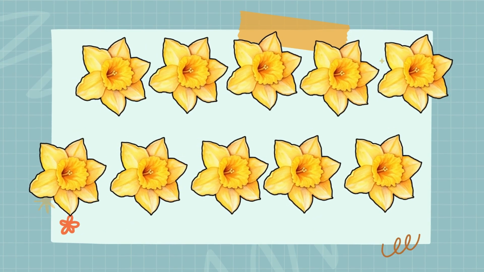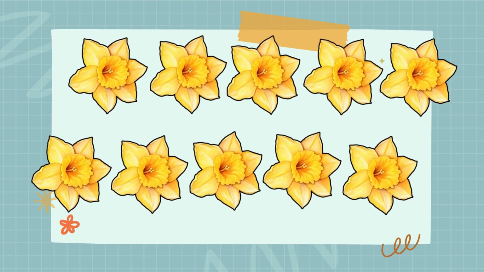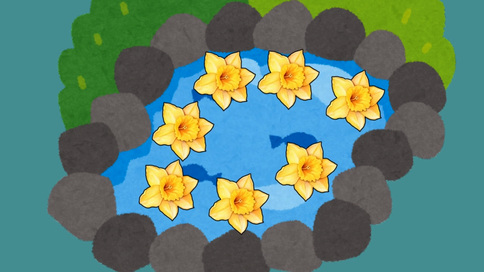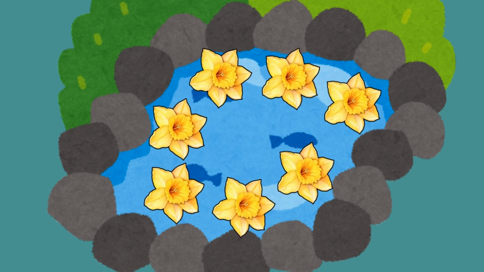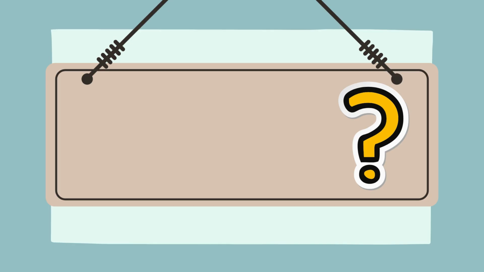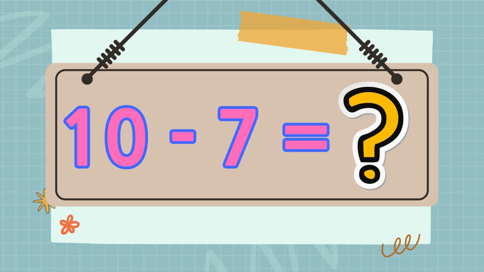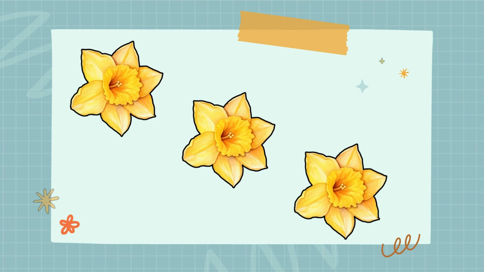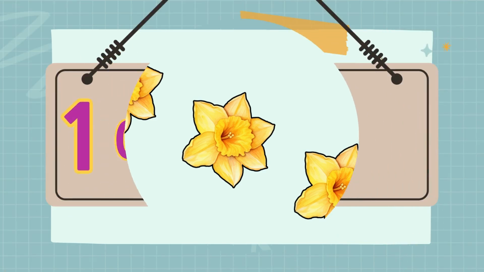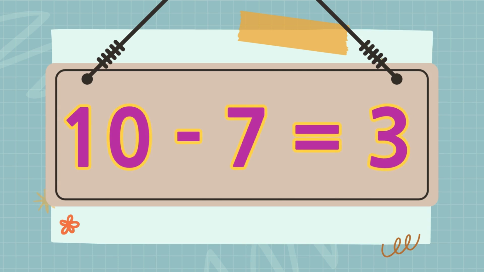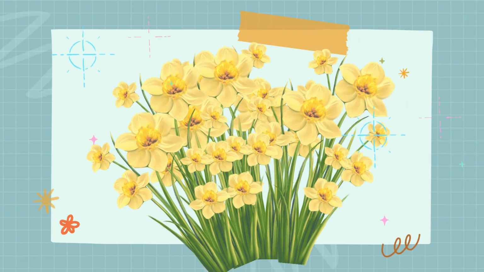10 daffodils were blooming beautifully. 7 of them jumped into the pond. How many daffodils are left? The answer is 3 daffodils. So 10 minus 7 is 3. Wow! The daffodils look so lovely.